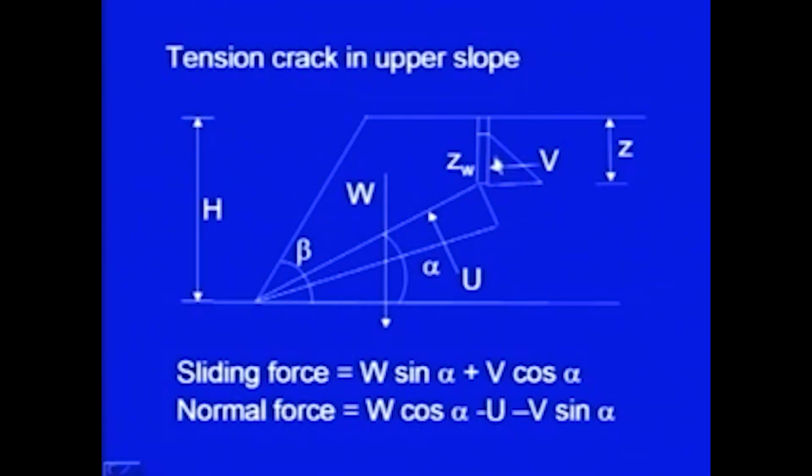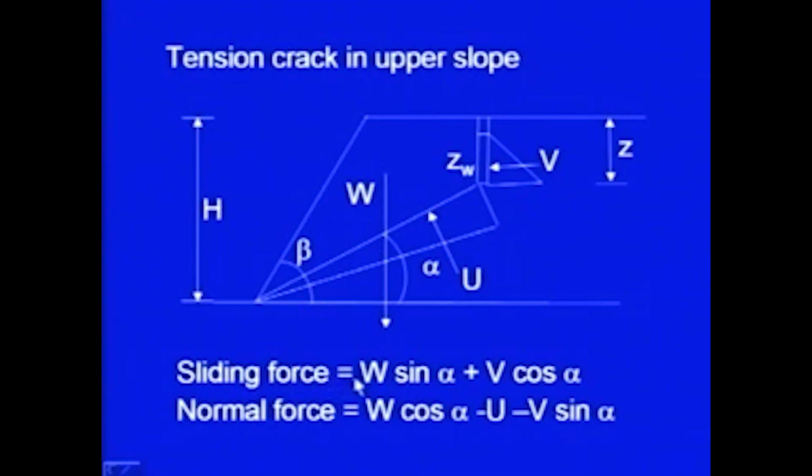V is the force which water is exerting on the wall of the tension crack. From your mechanics you can find out where its center of gravity should be. It will be at 1/3 of height ZW. ZW is the depth of water here, and this is the pressure U which is acting at the fracture plane in the normal direction, normal to the fracture plane.